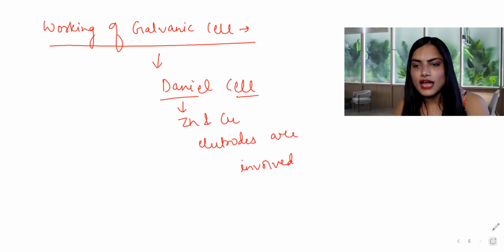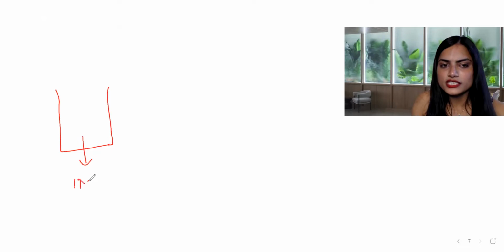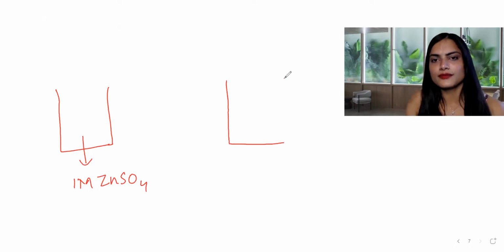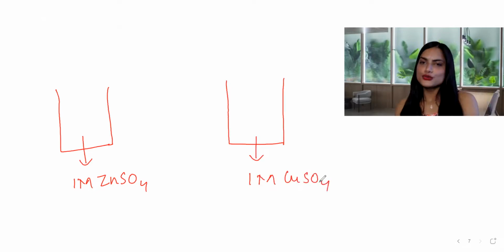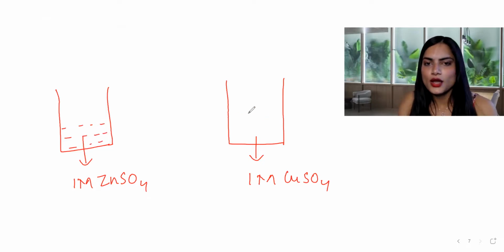So let's understand how we'll prepare this cell. For this, you have to take two beakers. One beaker containing 1 molar solution of zinc sulfate, that is ZnSO4, and another beaker containing 1 molar solution of copper sulfate.